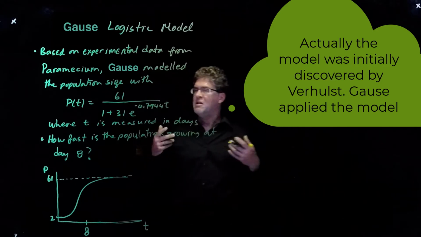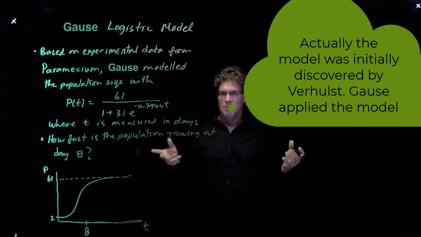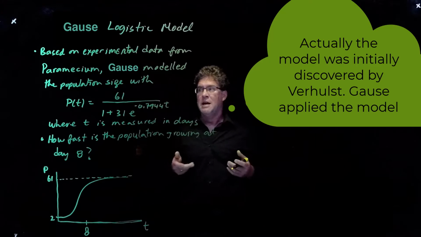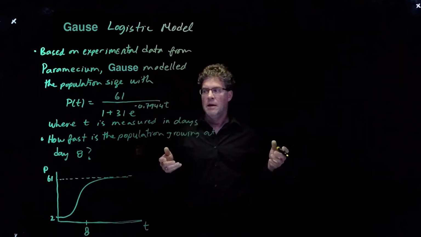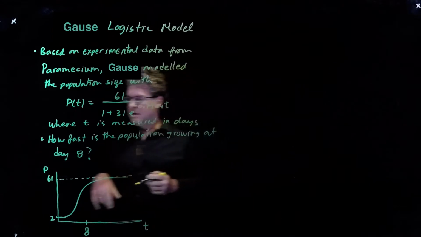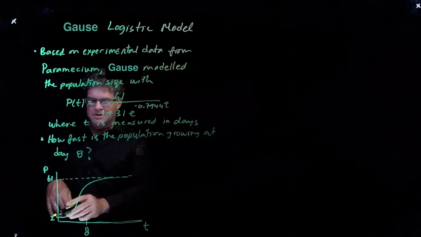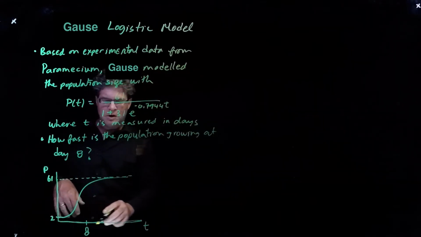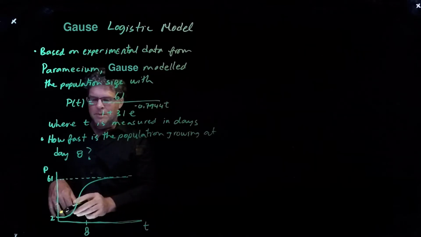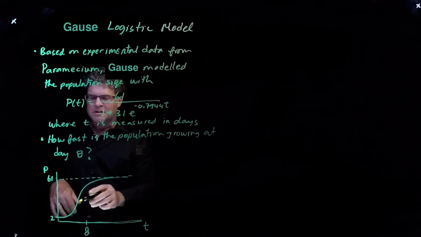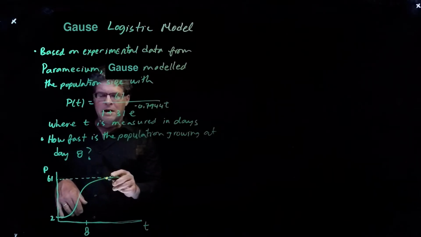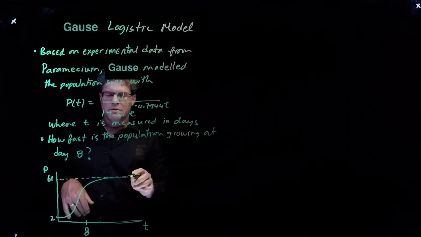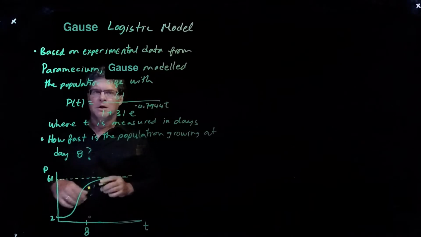And he did these beautiful experiments in paramecium, in test tubes, and he saw how their populations changed over time. The basic idea was that he started with a few paramecium, say 2, and as time progressed in days, the population grew as though it were going to be exponential, but then the curve leveled off and asymptoted to a given value. In this case, it was 61.